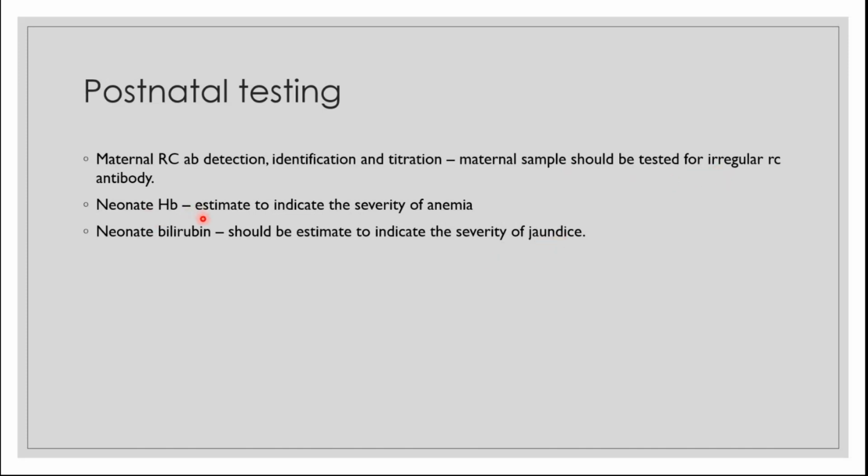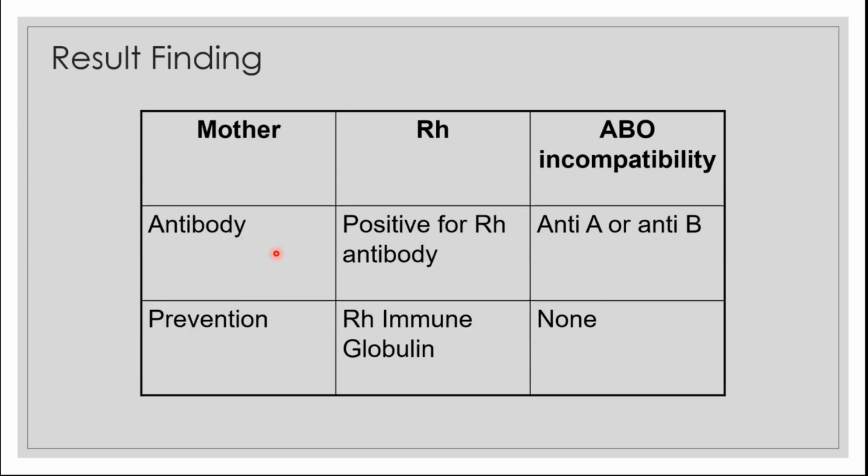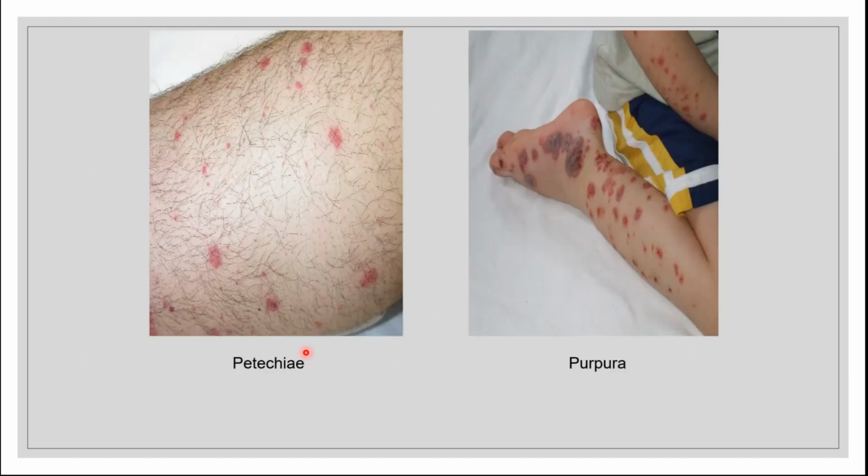Neonate hemoglobin is estimated to indicate the severity of anemia. Neonate bilirubin should be estimated to indicate the severity of jaundice. Okay, this is the result finding. The signs and symptoms or clinical presentation: asphyxia, pulmonary hypertension, pallor, edema, respiratory distress, coagulopathies, jaundice, kernicterus, and hypoglycemia. Okay, this usually happens in a transfusion reaction.